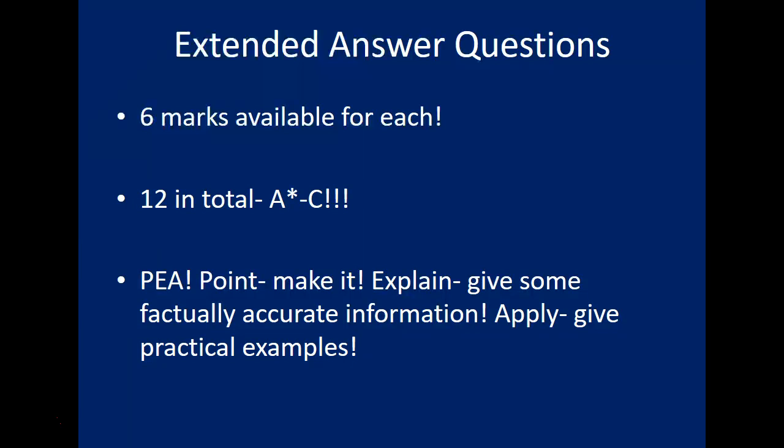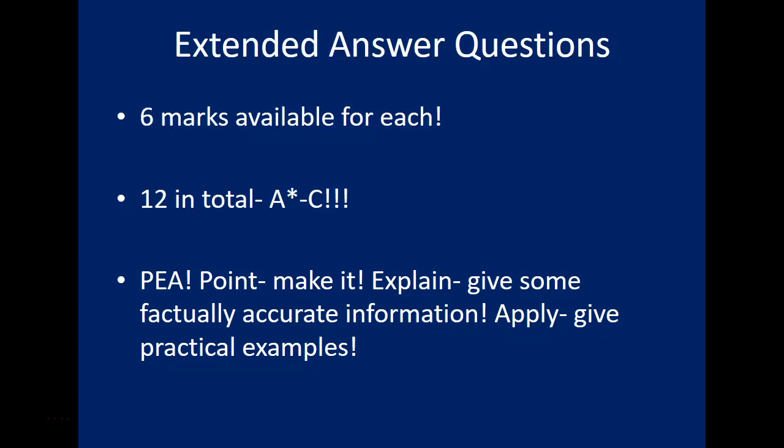Now, extended answer questions. There are 6 marks available for each. So there's 2 questions, so 12 marks in total. And I've written A star to C there because last year the difference between an A star in this exam paper to a C was only 11 marks. So it is the difference between not just one grade boundary, but quite a few.